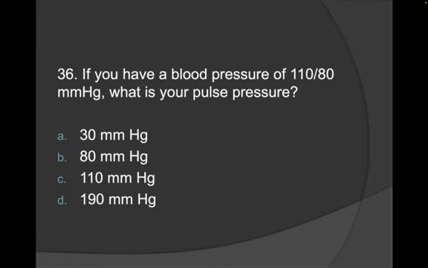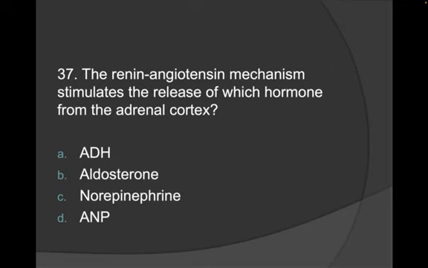If you have a blood pressure of 110 by 80, what is your pulse pressure? 30. How did you do it? Systole minus diastole pressure, that is the pulse pressure. Systole is the highest pressure always when the aorta is contracting. So 110, and then 80 is the diastole pressure. So it's a lower one. So 110 minus 80, 30.